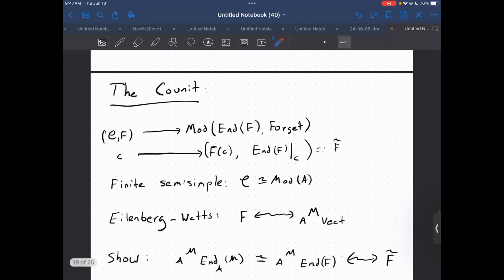The co-unit is a little bit more interesting. I have just some pair, and I need a map to the modules for the endomorphism monoidal category of the functor and the forgetful maps. I can just use the fact that the endomorphisms of a functor act on every object in an image, right? That's sort of the definition of what they do, right? So to get an action on F of C, I just use the leg at C and compose.